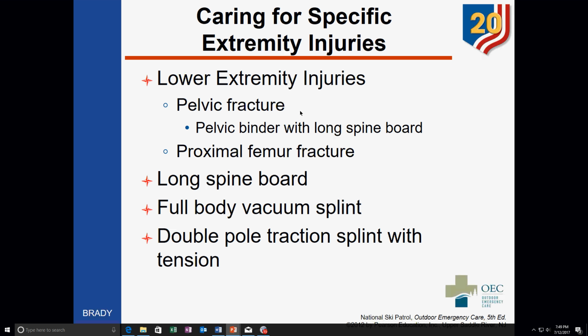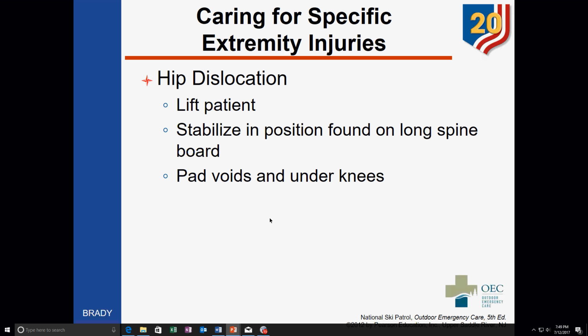Lower extremities, we'll get to play with those also. I'm glad that Barney's going to be there. He's really good with that stuff. Backboards, C-collars, traction splints, and so on. Pelvic fractures, we talked about the pelvic binder you saw earlier. We'll do those. We'll do the spine boards. Not sure we're going to do the vacuum splints or the double pole traction splints, but we'll see.